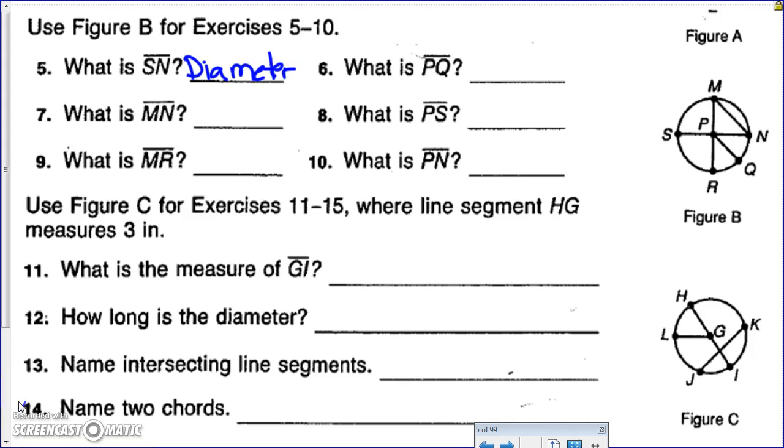Number 6, what is PQ? P is our center point and Q is on the circle, so the 2 points connect together to form a radius. Number 7, what is MN? M and N are both points on the circle, but the line segment connecting them does not pass through P, which is our center, so this one is just a chord.